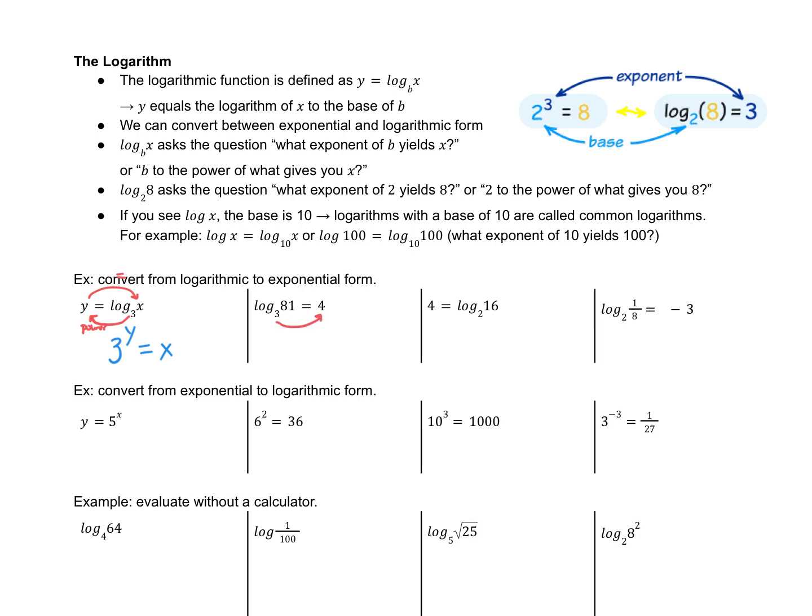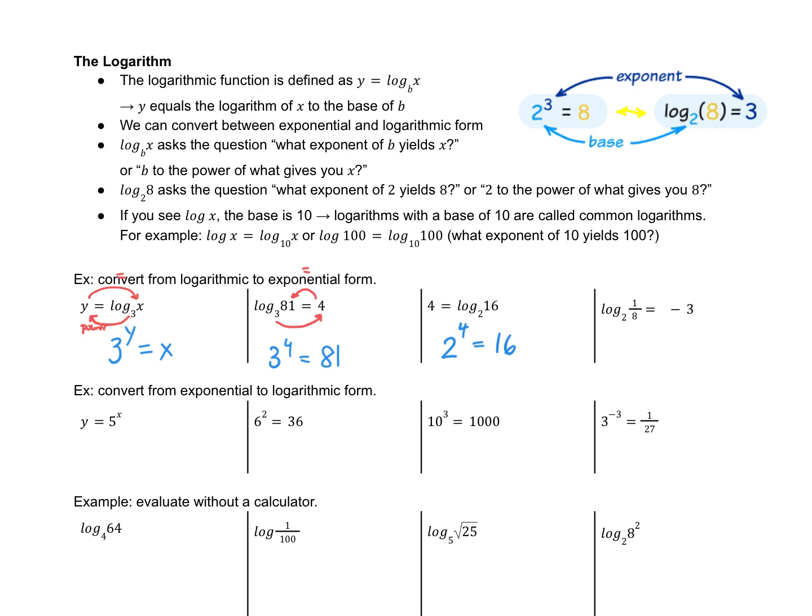And I can do it to the next one. 3 to the power of 4 equals 81. Next one, the base of the log is 2. The answer of the log is 4. That must be the exponent, equals 16.